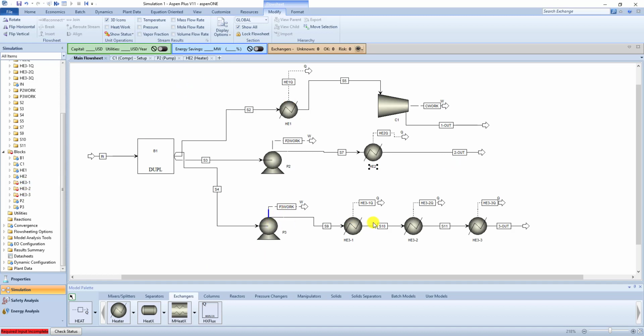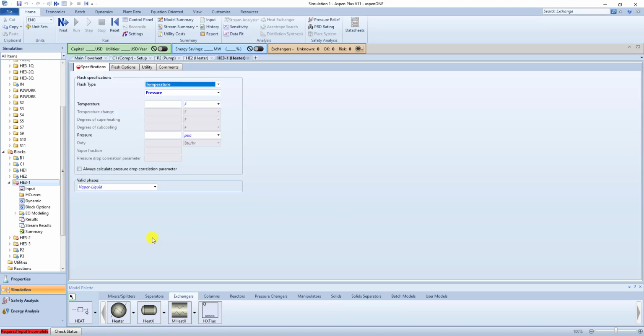Heat exchanger 3-1. Now this is only heating up the liquid, so we can pick liquid only. We can specify that we have our 80 psi because of the 5 psi drop through the exchanger, and taking somewhat of a guess or initialization temperature, say 350, similar to heat exchanger number 1. We just want to get it to solve, and then we can tweak it from there.